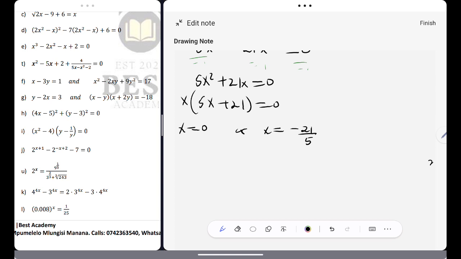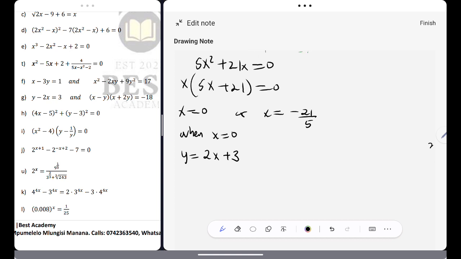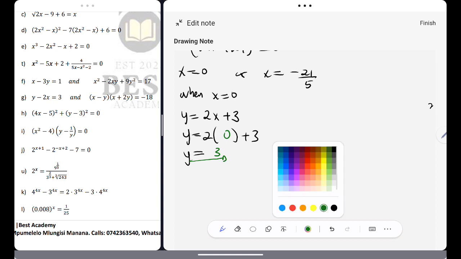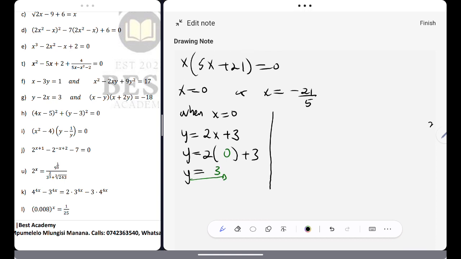I just need to find y. Okay, so when x is 0, simply means y is equal to 2x plus 3. Remember I had equation 3? So y is equal to 2 times, whenever I see x, I'll put a 0 there. 0 plus 3. So y is equal to 3. Right, together.